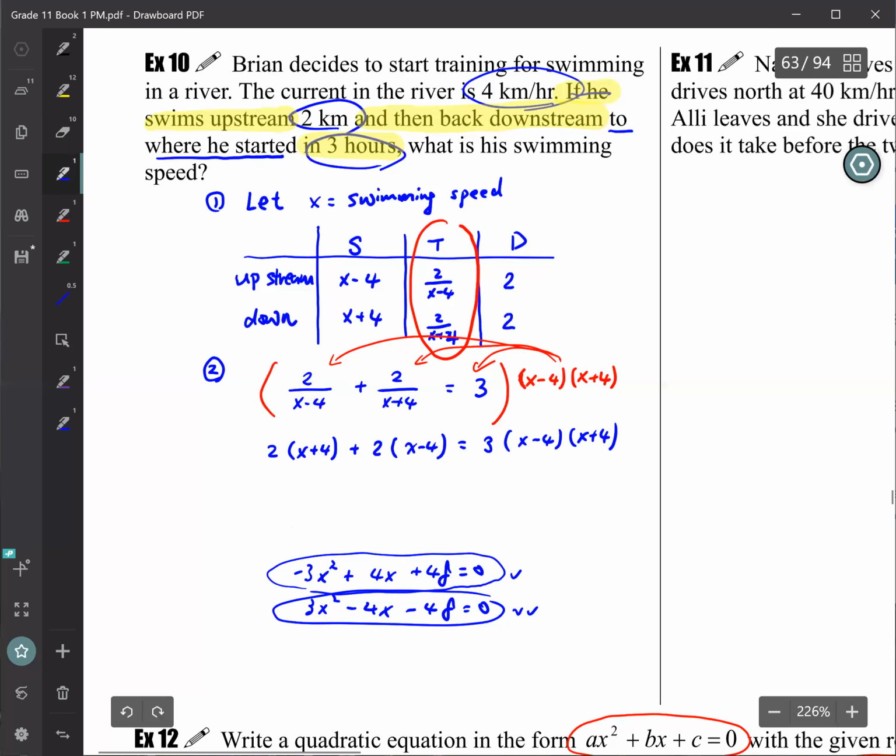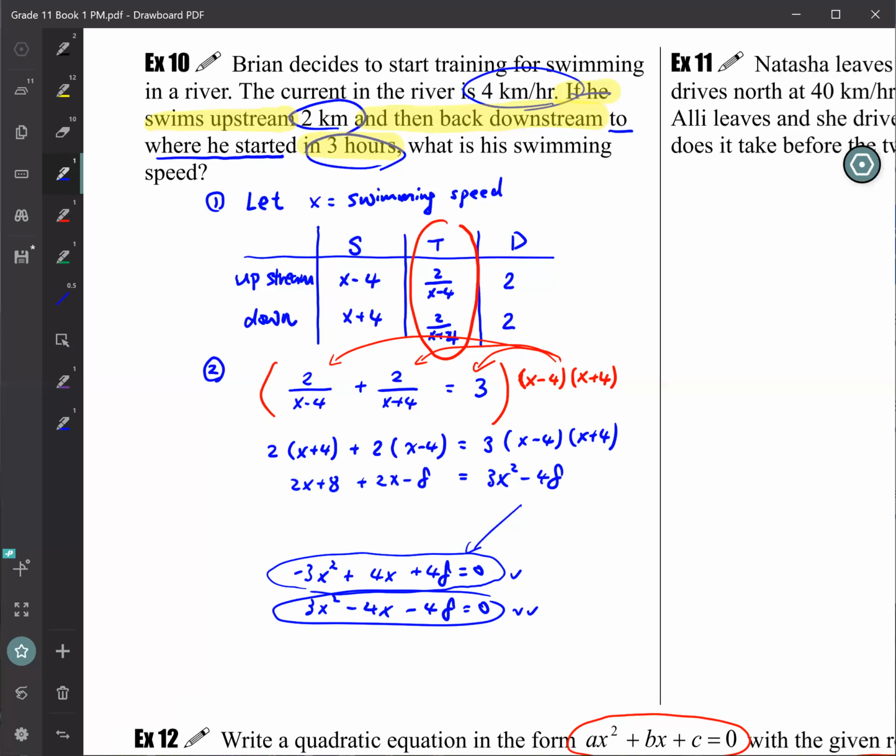And then you expand everything, so that will give you 2x plus 8, 2x minus 8, and then 3x squared minus 16 minus 48. So you can move everything to the left, then that will give you the first general form. If you move everything to the right, then it will give you the second general form. So it doesn't matter which one.